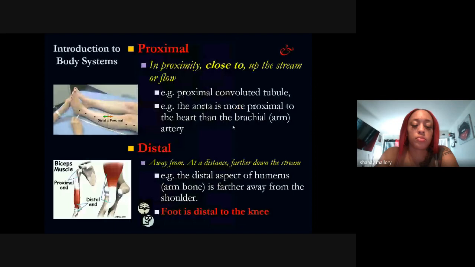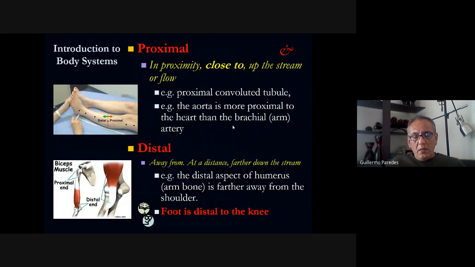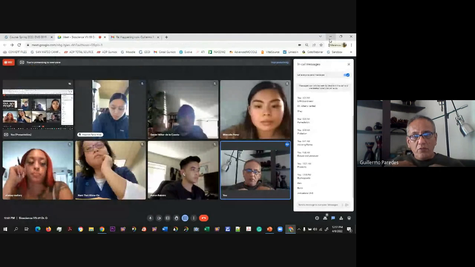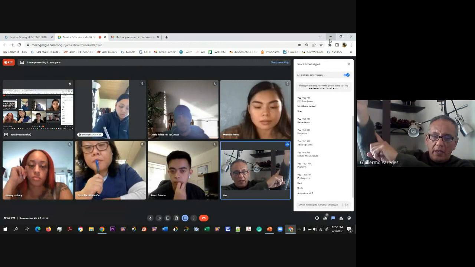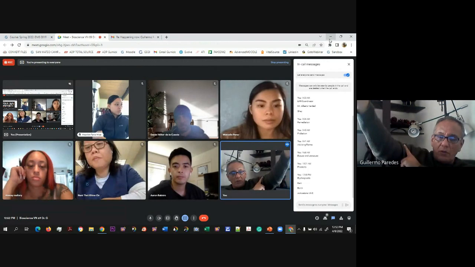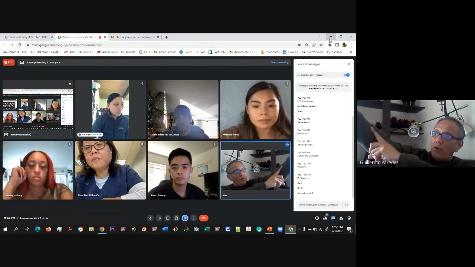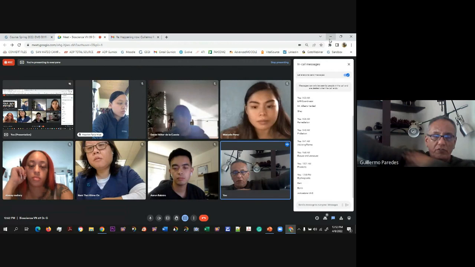All right, so let's keep going with the definitions. Proximal and distal. Proximal is proximity, close to. The reference is going to be the heart. Everything that is closer to the heart is proximal. Okay with that? If I have a wound on my forearm and another wound on my arm, which one is proximal? The forearm or the arm? The arm, because it's closer to the heart.